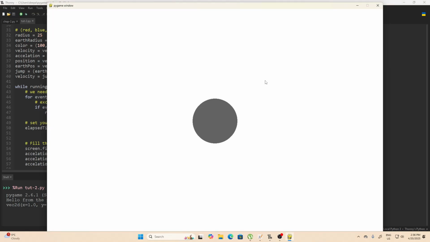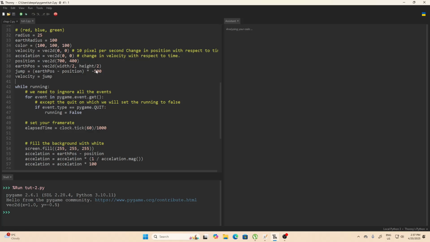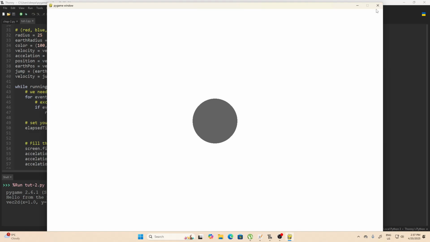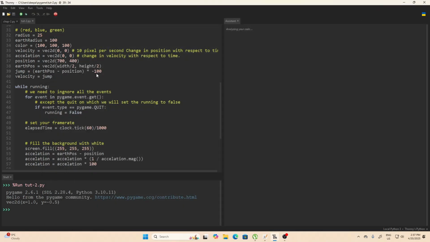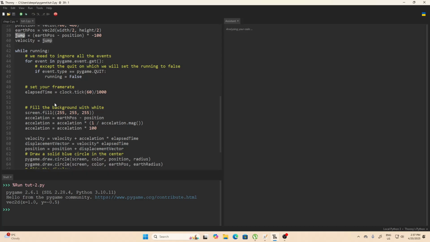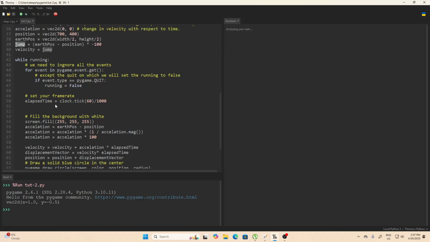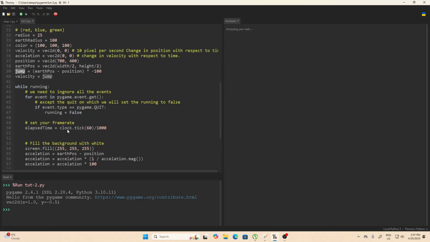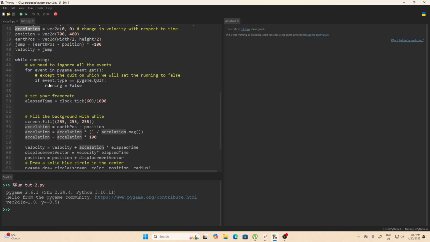Where is the ball? Where did my ball jump to? Maybe it just jumped too far. Okay, look at that, red. I'm not such a big jumper. It just went super fast. What's happening? Acceleration.